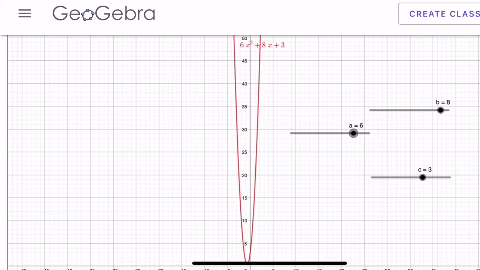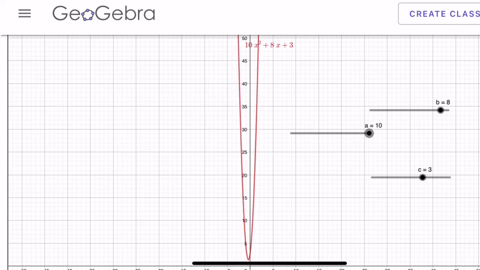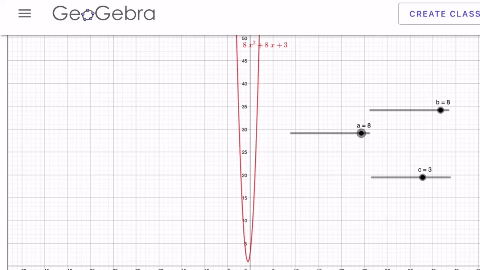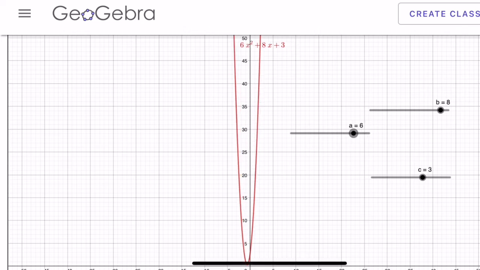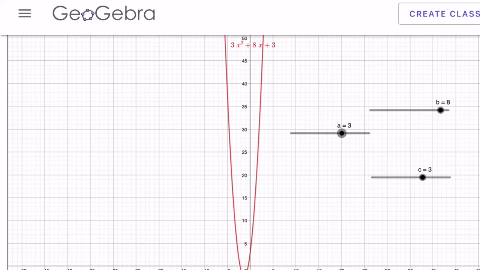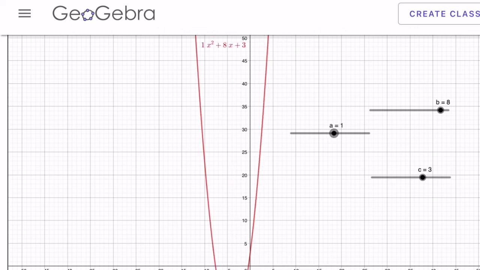So when the a increases, I'm going to increase the a from 9 to 10. Now you notice that the shape becomes narrow. Now it becomes wider if I decrease. Now a is 6, it becomes wider. A is 3, it becomes wider again. And now if a is 1, the shape is the most wide, right?